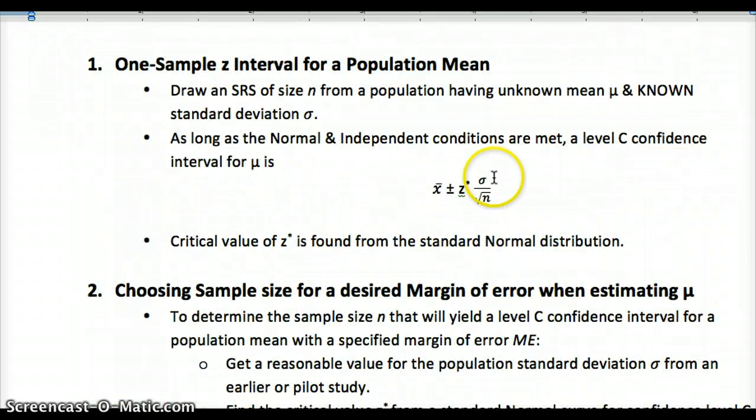So we would have our sample mean, x bar, plus or minus our critical value times our standard error. And then remember this whole thing, the critical value times the standard error, is called our margin of error. So that gives you the above and below the point estimate. And you find the critical value, z star, the same way that we have been before.